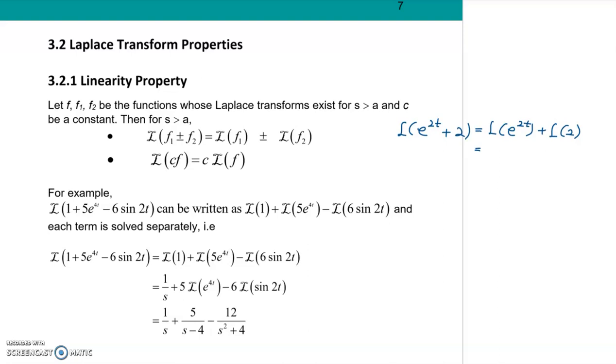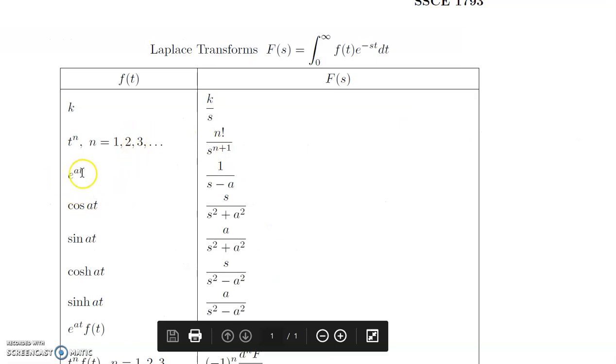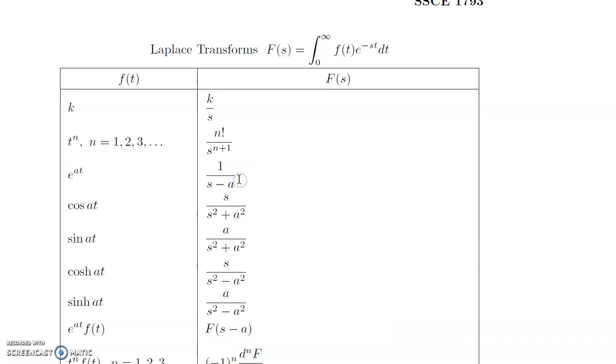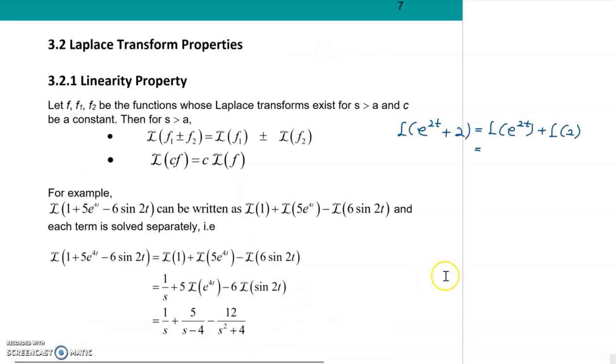By the table of Laplace, we are going to refer directly to the table. The Laplace of exponent 2t, if we refer to the table, the third one here, exponent of at, the answer would be 1 over s minus a. Since we have 2t, the answer would be 1 over s minus 2. And Laplace of 2, 2 is a constant, so the transform, if you refer to the table, is the constant itself over s. So we have 2 over s. All right, this is the first one.